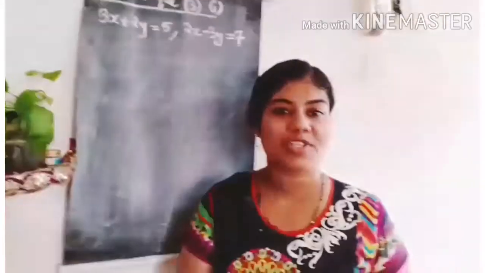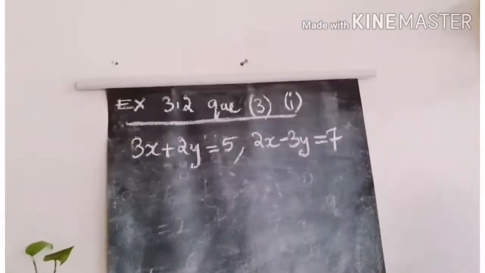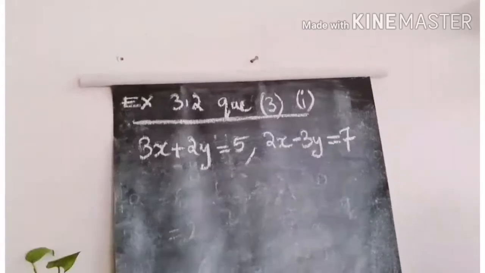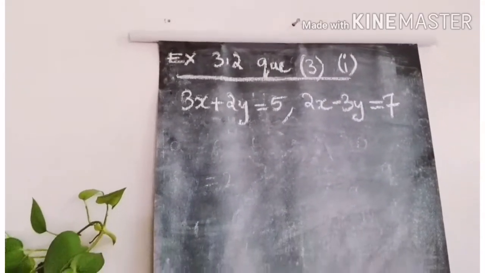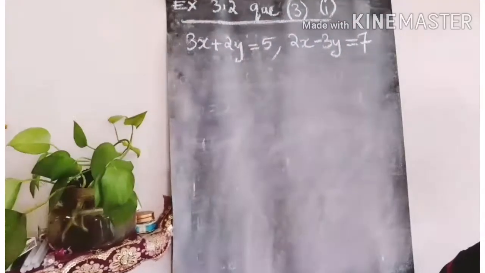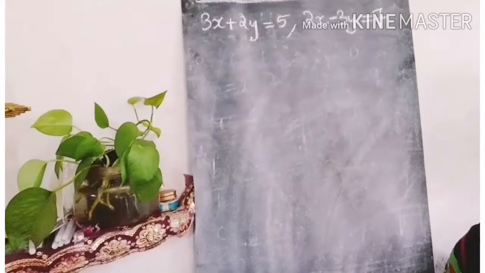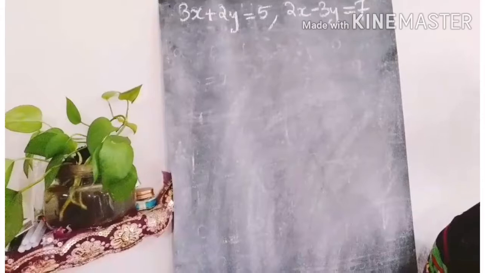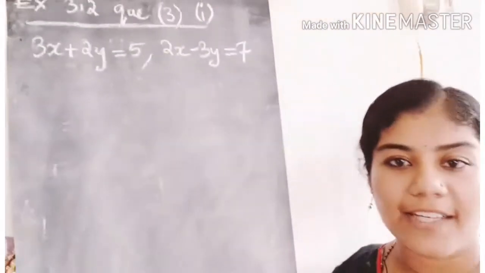We are studying the third chapter, pair of linear equations in two variables. First we studied the graphical method, and we discussed whether the lines are intersecting, parallel, or coincident, depending on how many solutions it has. Today we are going to study how to check whether the pair of lines is consistent or inconsistent.